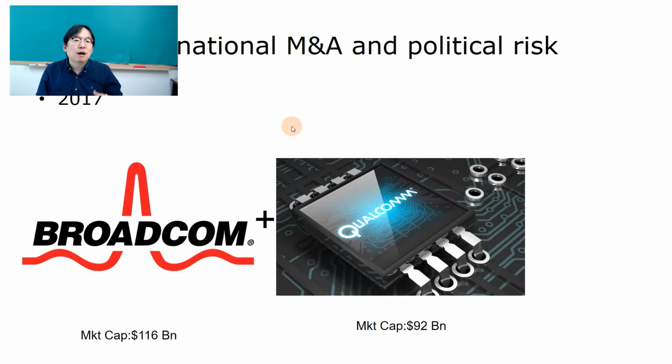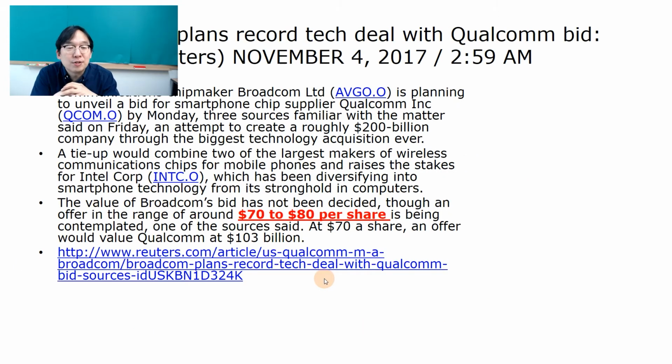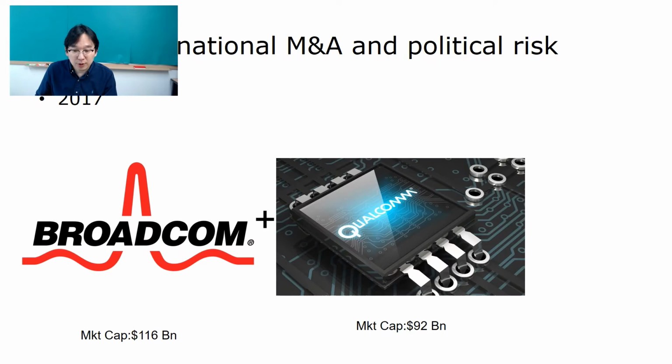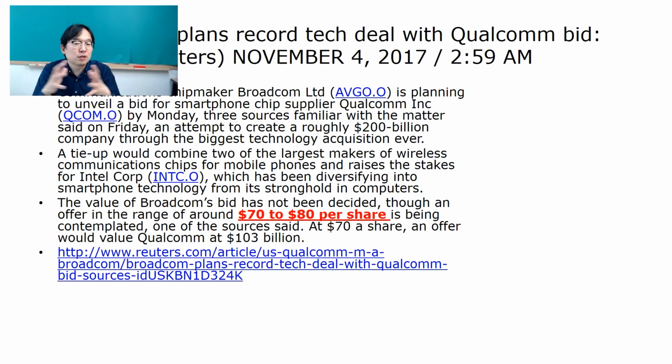Anyway, so, international M&A and political risk. Here's an example that I throw at you, which is not in your textbook, about the M&A between Broadcom and Qualcomm. In 2017, Broadcom announced that they would take over Qualcomm for a huge amount. You can just read it.